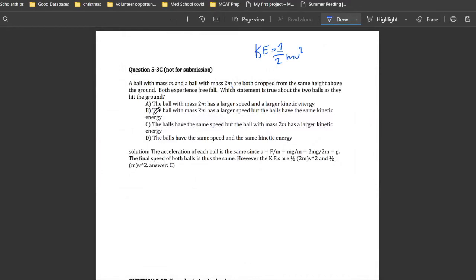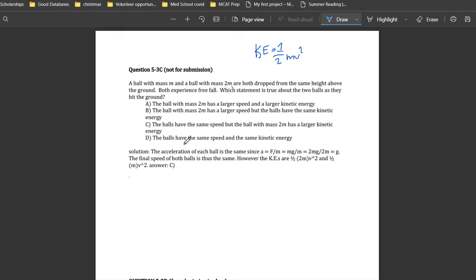Okay, so the next question we have here is 5-3C. A ball with mass m and a ball with mass 2m are both dropped from the same height above the ground. Both experience free fall. Which statement is true about the two balls as they hit the ground? Answer A says the ball with mass 2m has a larger speed and a larger kinetic energy. B says the ball with mass 2m has a larger speed, but the balls have the same kinetic energy. C says the balls have the same speed, but the ball with mass 2m has the larger kinetic energy. And D says the balls have the same speed and the same kinetic energy.